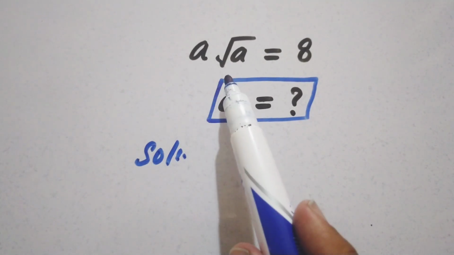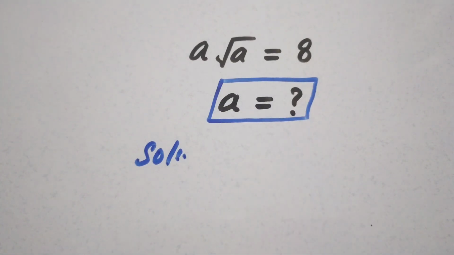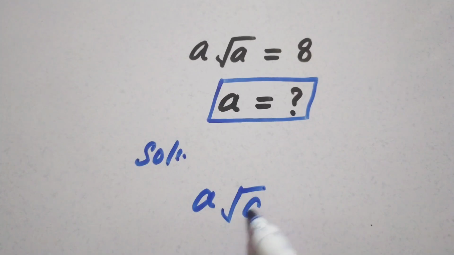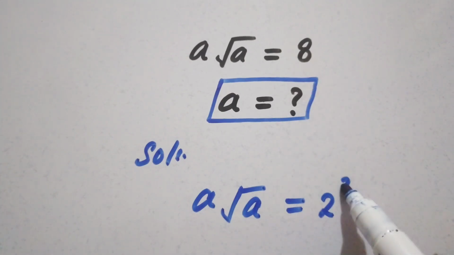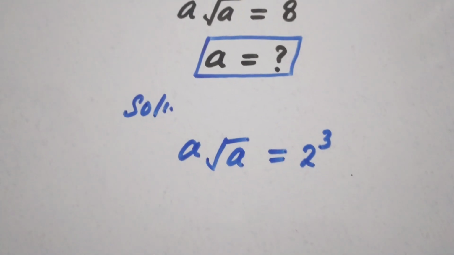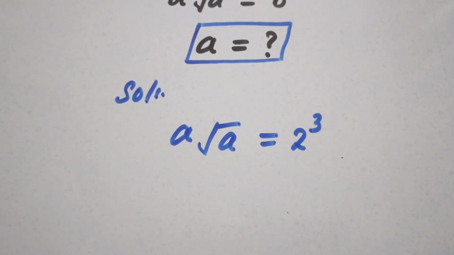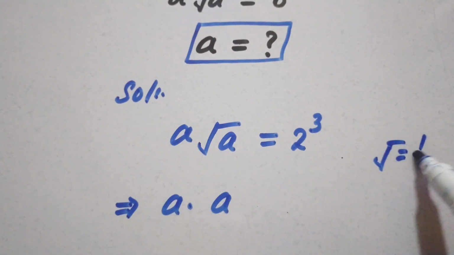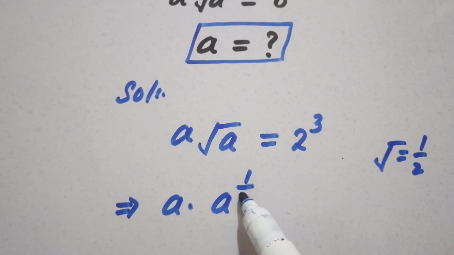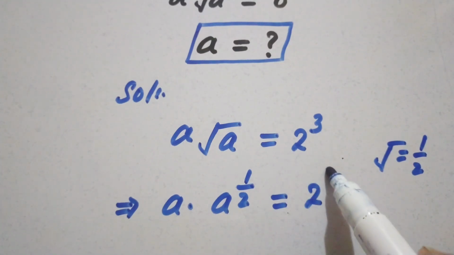As we have a into square root of a is equal to 8, we can write 8 as 2 cube, by multiplying 2 three times we get 8. Now, a into a square root, the value of square root is 1 by 2. So we will use here a times a power 1 by 2 is equal to 2 cube.